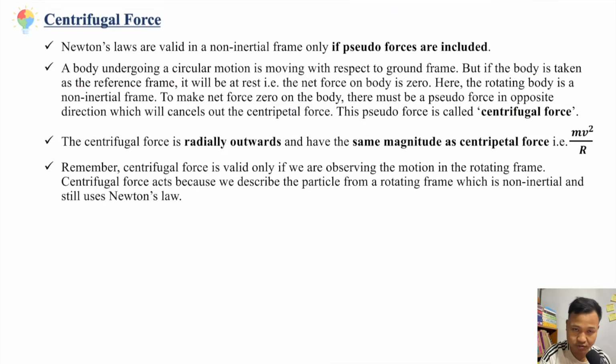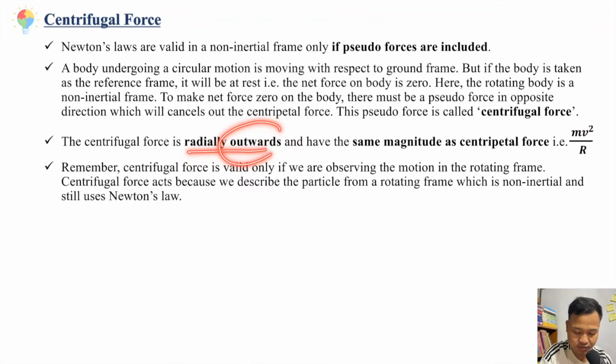So with respect to you, if you sit on the body, it will be at rest. Net force on the body is 0. If the body is at rest, that means net force is 0. So the rotating body is a non-inertial frame as it has acceleration. To make net force 0, there must be a pseudo force in the opposite direction, opposite to the centripetal force, which cancels out the centripetal force. It's a pseudo force, and that is called the centrifugal force.